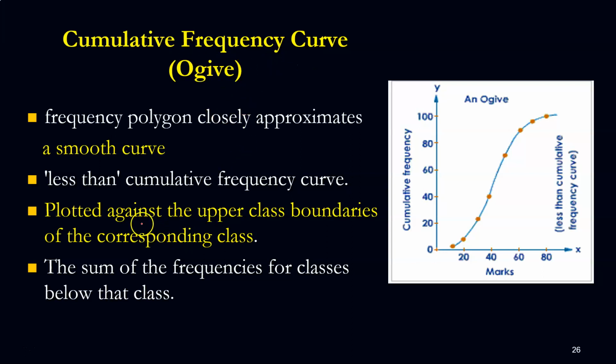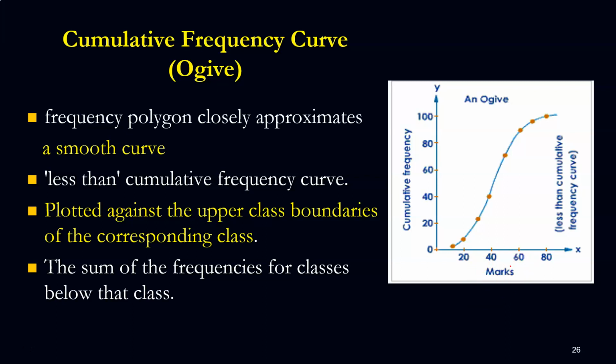Banyak nama dia. Then OGIF ni we plotted again the upper class boundaries of the corresponding class. So kita guna upper class boundaries. Then the sum of the frequency for classes below that class. Okay, yang ni nanti saya akan tunjuk macam mana. So this is how your OGIF look like lah. Dia guna cumulative frequency untuk y-axis. Ni. Cumulative frequency ni nanti kita akan explain. And dekat bawah ni, dekat x-axis, dia guna class boundaries.